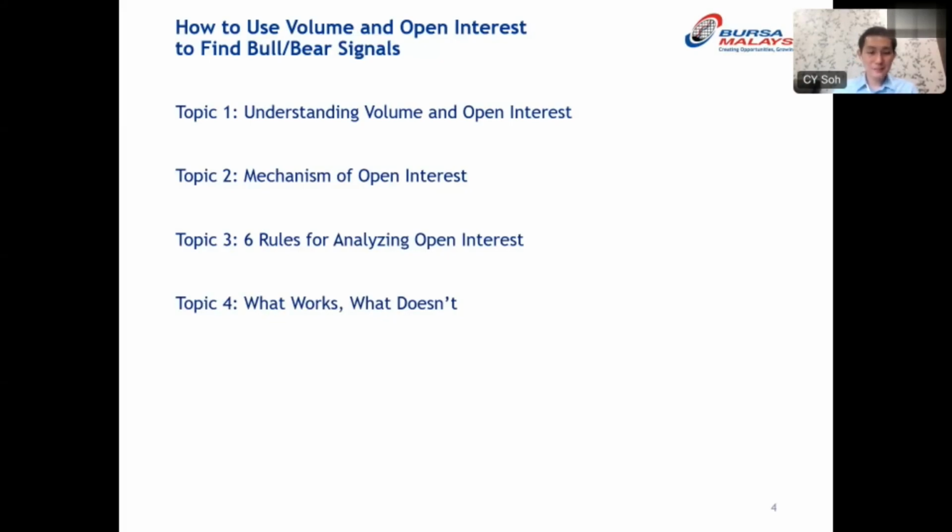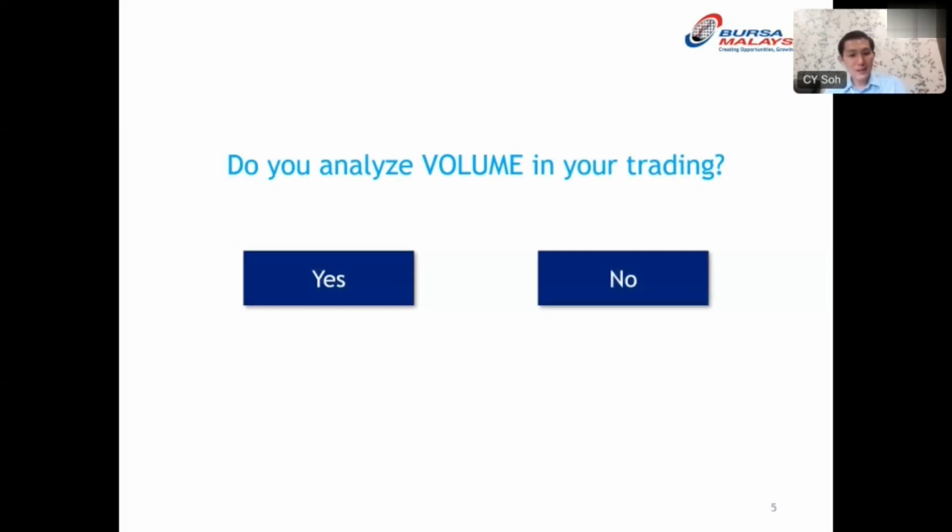All right, great. Now, before we begin, let's take a quick poll. First question for you is, do you analyze volume in your futures trading? If you do analyze futures volume in your trading, you can type in yes in the chat box. If you completely don't look at volume at all in your trading, you can just type in no in the chat box so that I can adjust my delivery method accordingly.